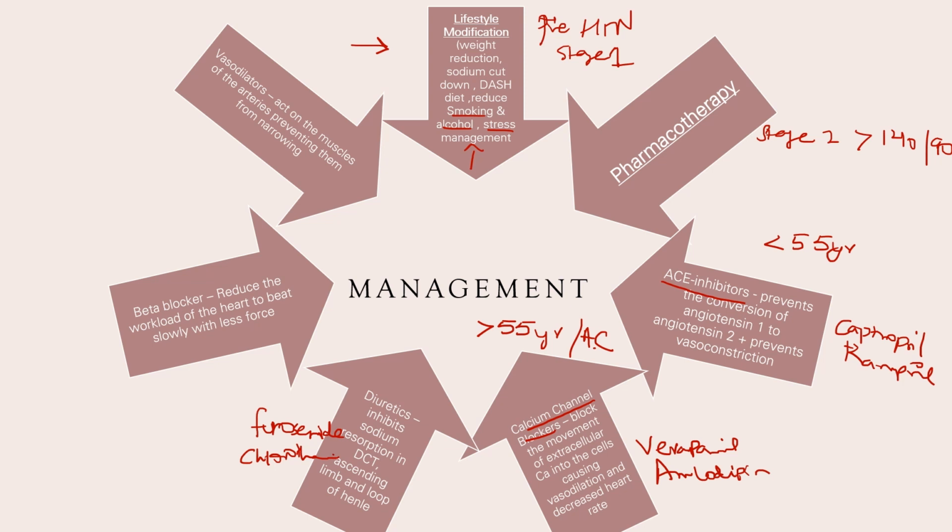Beta blockers reduce the workload of the heart to beat slowly and with less force. Some examples are propranolol and atenolol.